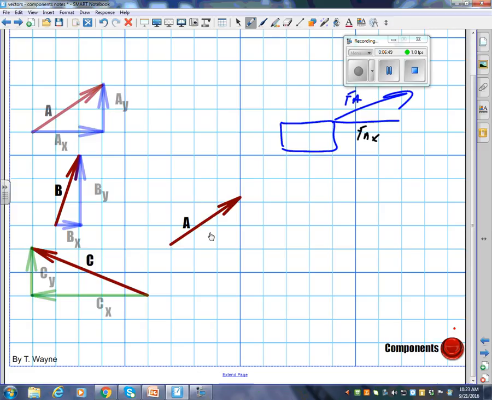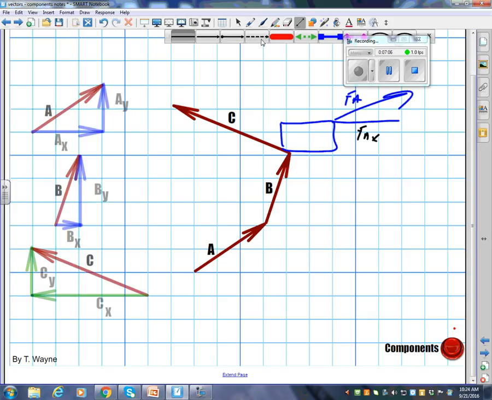Here's A. I'm going to start, I don't know, let's just start here. So to actually add these geometrically by scale, I'm going to do this. Right? And then I'm going to do this. And then my resultant is from where to where? From right here, right? To there, right? That's kind of how we did it in grade 11. And what do we call that? Result.